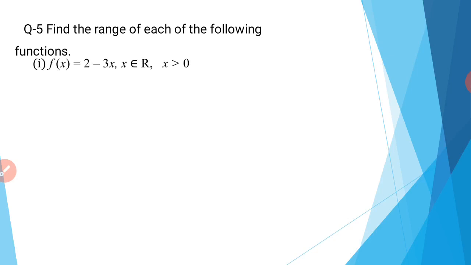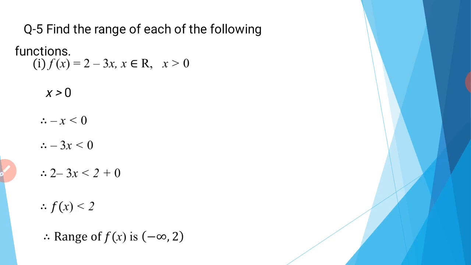Find the range of each of the following functions. Number 1, f(x) equal to 2 minus 3x. x belongs to R. x greater than 0 is given. Therefore, minus x less than 0. Therefore, minus 3x less than 0. Therefore, 2 minus 3x less than 2 plus 0. Therefore, f(x) less than 2. Therefore, range of f(x) is open interval minus infinity to 2.